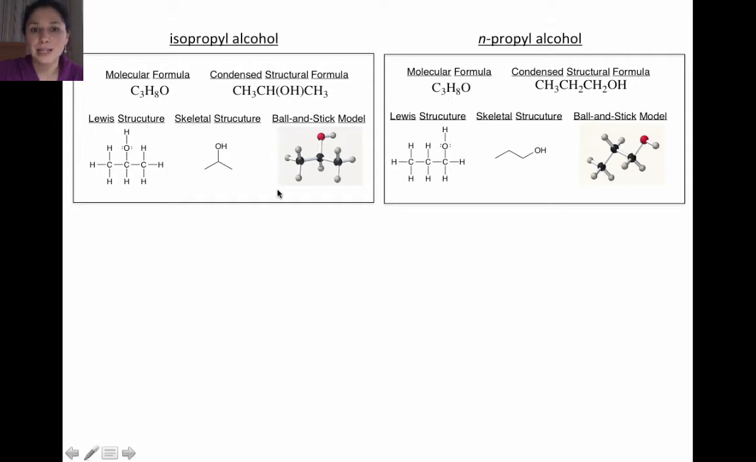But notice that in the ball and stick model, you can tell that in isopropyl alcohol, there's an oxygen connected to the second carbon. And in N-propyl alcohol, there's an oxygen connected to the end carbon here. So second carbon and end carbon. And then you can see those differences in the condensed structural formulas, if you compare them, in their Lewis structures, and in their skeletal structure. So once again, the skeletal structure means that there's a carbon here with 3 hydrogens, a carbon here with 2 hydrogens, and then in this case, a carbon with 2 hydrogens here that's connected to an OH group.